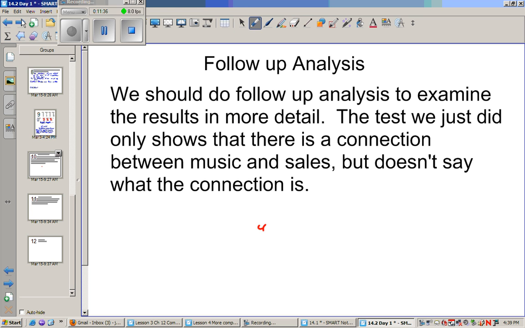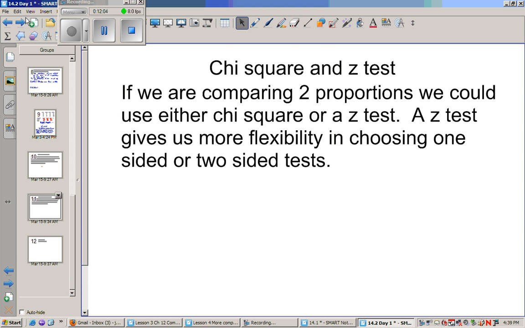Now, when we get a value, something like that, we should always do follow-up analysis in the real world. And in AP stats, generally, we're just done. But we should always look and find out what exactly is wrong or different in that situation. So that we just found out that there's a connection like we anticipated, but we want to figure out what the correlation will be.